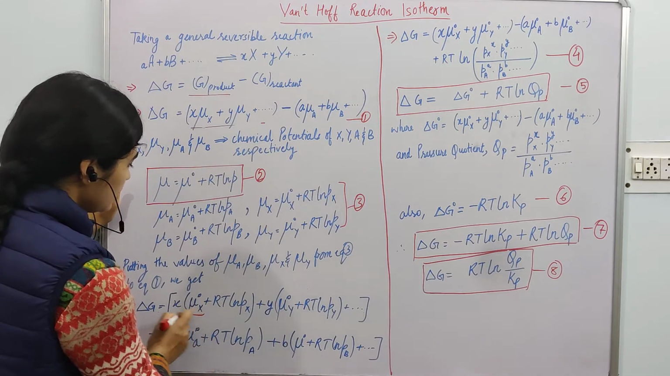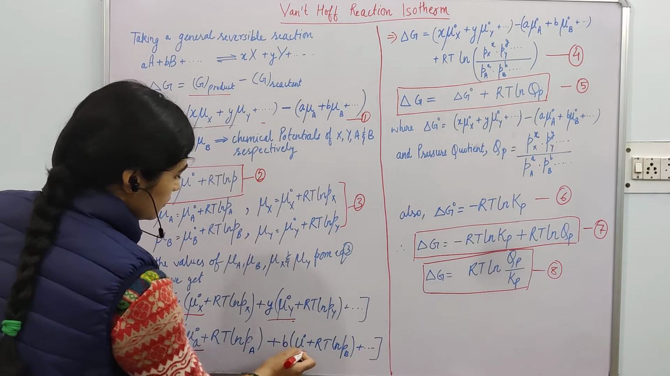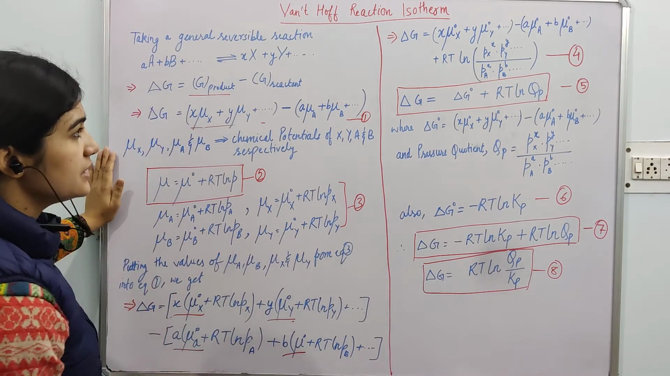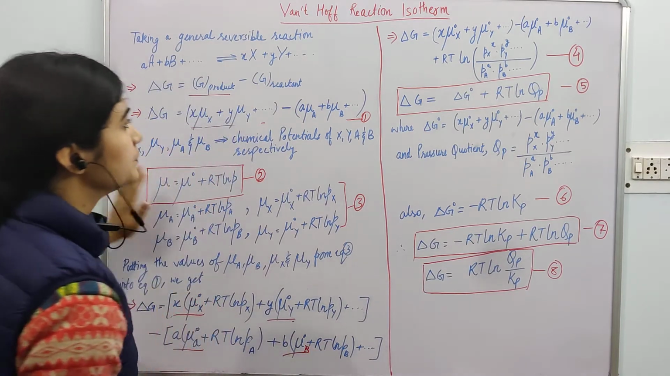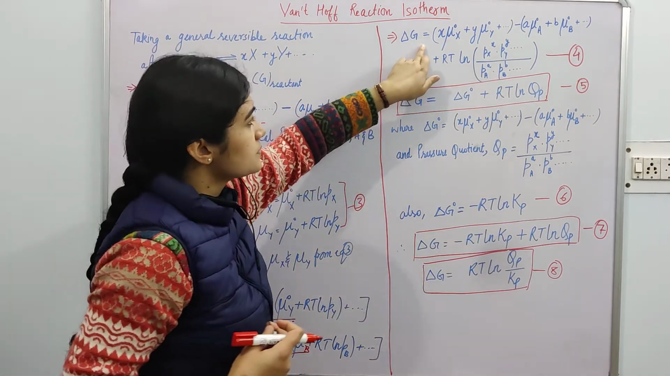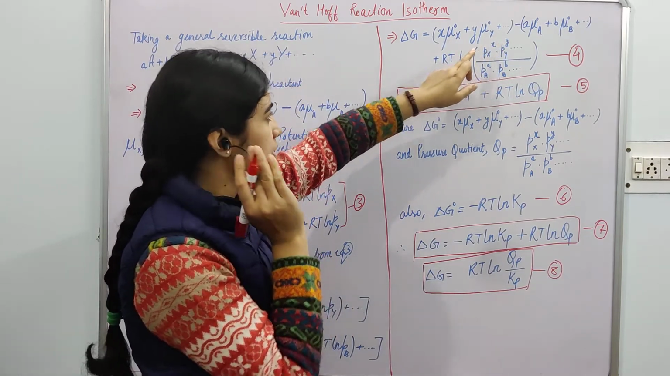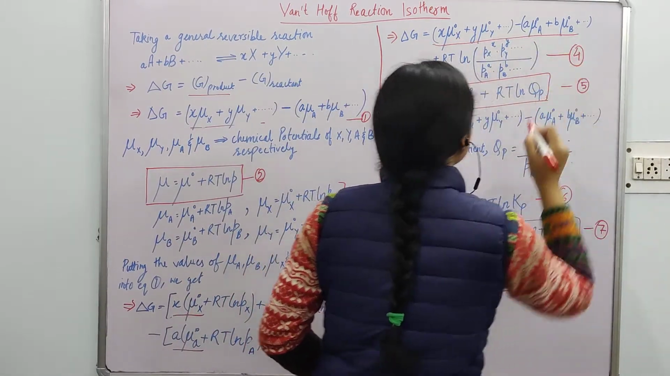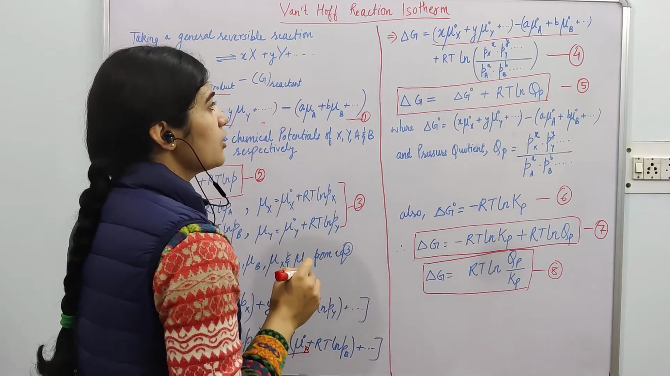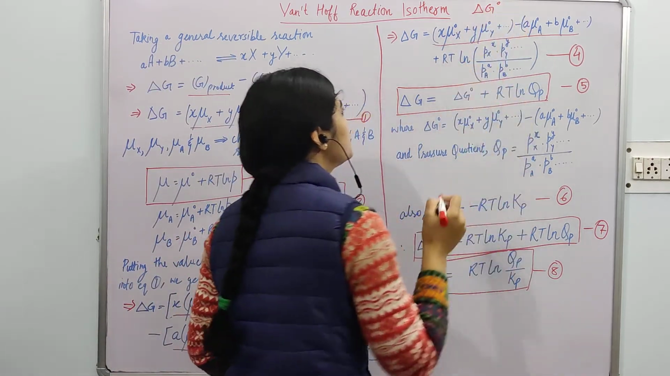I have taken only the chemical potential terms first and written them separately. So writing the chemical potential terms first, we get this. This is nothing but the equation of delta G naught, that is standard Gibbs free energy.